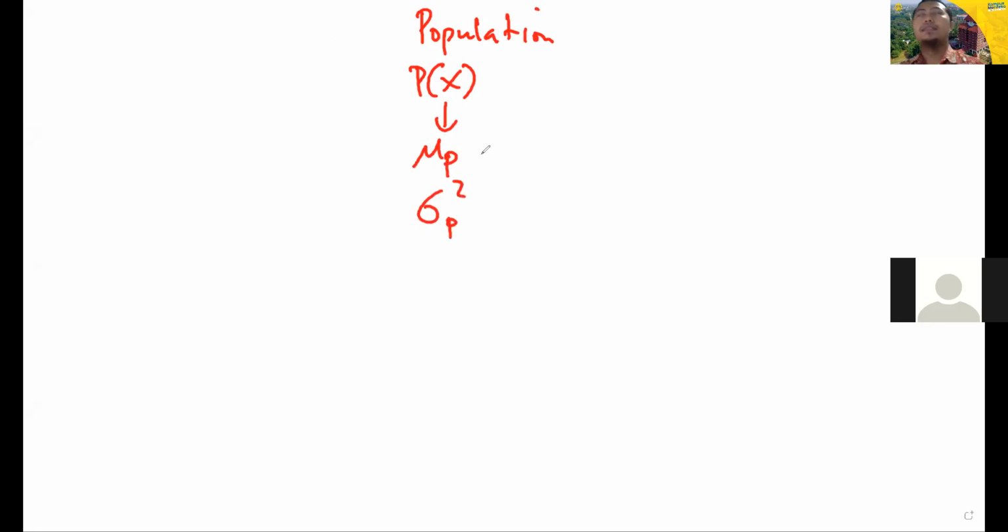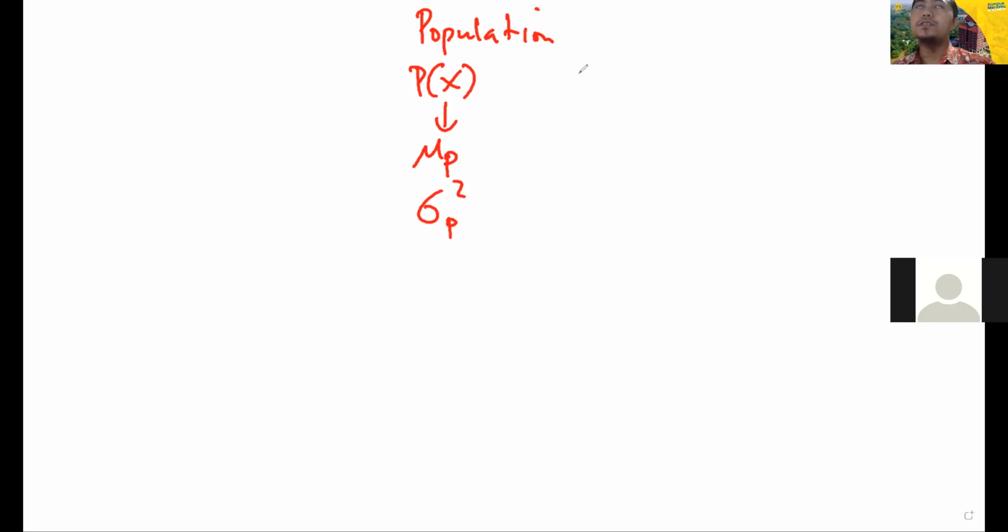As I mentioned before, let's say this is the population, and the population has a probability distribution, right? Let's say the probability X, and this probability has a mean of the population and a variance of the population. And then from the population, we take some sample. We want to take a sample to draw inference, information about the population.